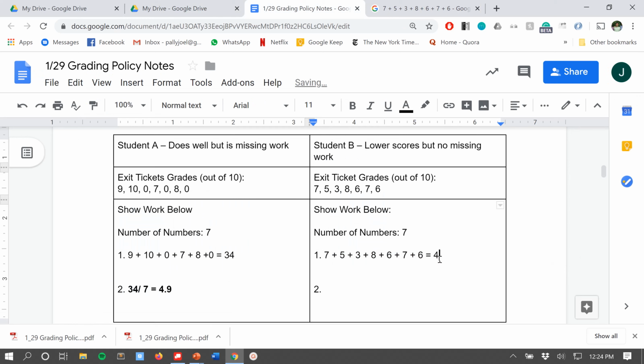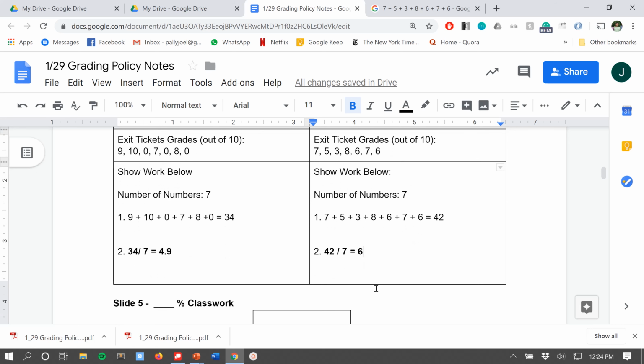Equals 42. And then finally, we're going to divide again. So we divide our sum, our total, 42, divided by our number of numbers, 7. So 42 divided by 7 is 6. So that means student B got an average exit ticket score of 6, which is higher than 4.9. 4.9 would have you in the F range. A 6 gets you a D, which is passing.